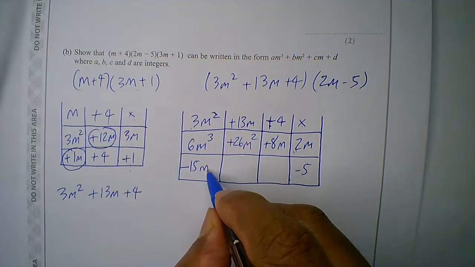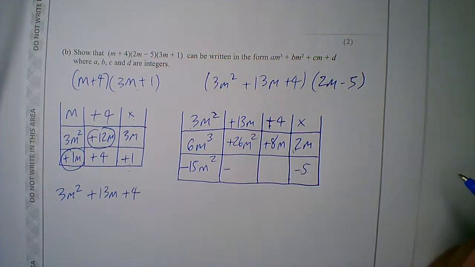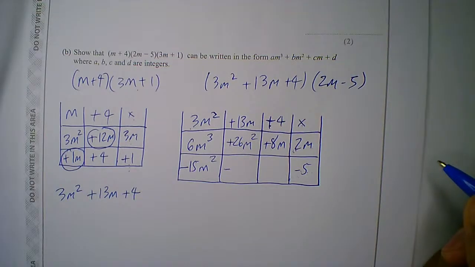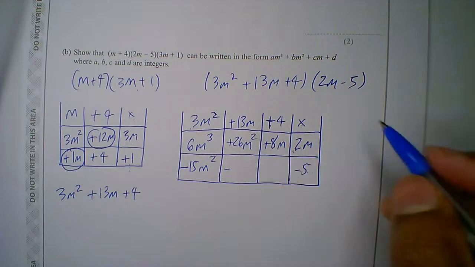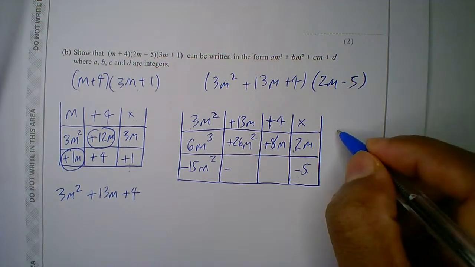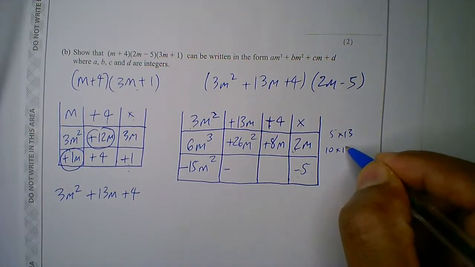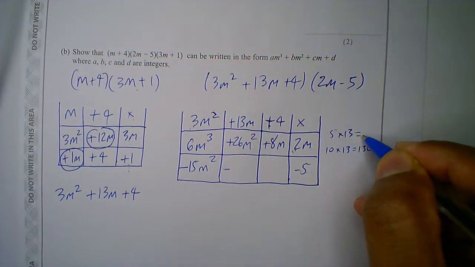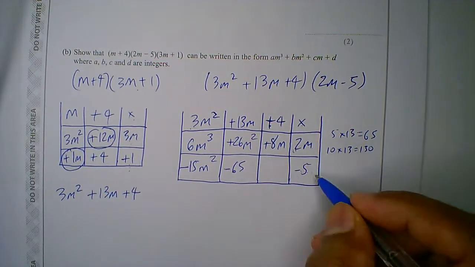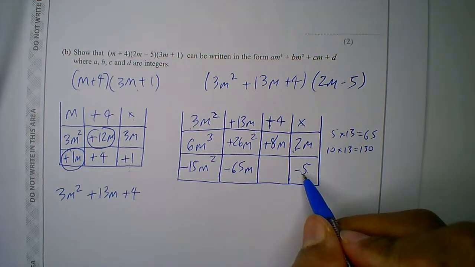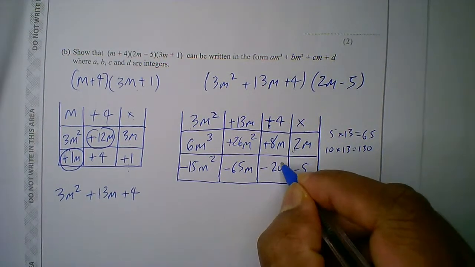M squared. Negative and a positive is a negative. 5 times 13, what is that? You can use a calculator. I'll just write it down. 5 times 13 is the same as 10 times 13, which is 130, and then we half that, so 65. So 65m. Negative and a positive is a negative. 5 times 4 is 20.